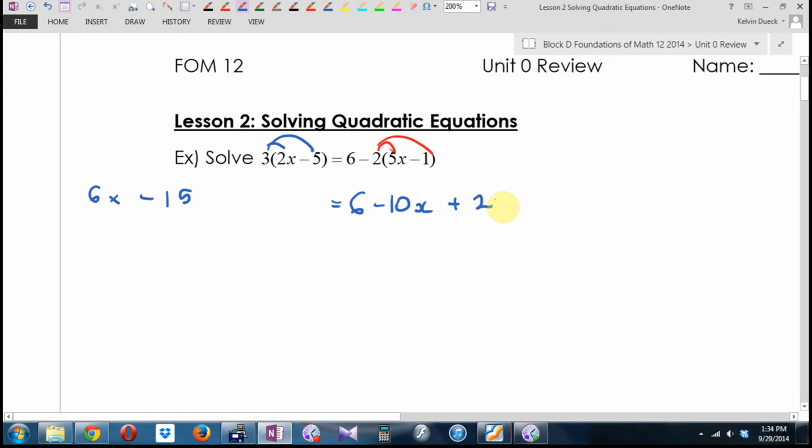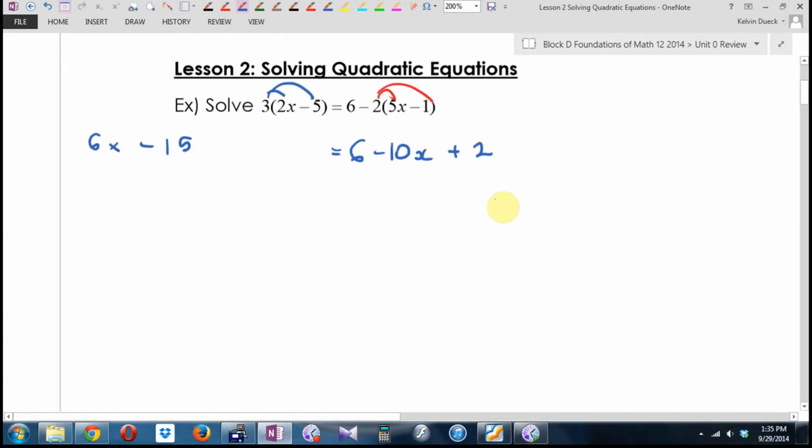Okay, I've gotten rid of brackets. Do you see any x squareds anywhere? So this is not a quadratic. This is actually what's called a linear equation. Okay, how do we solve these? I'll give you a hint. We don't make it equal to 0. How do we solve these?